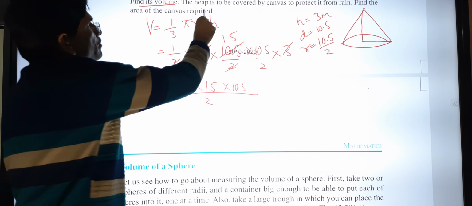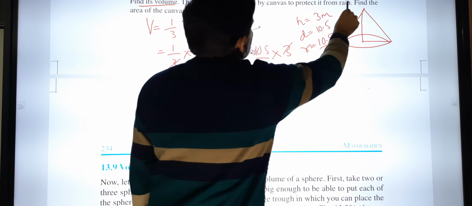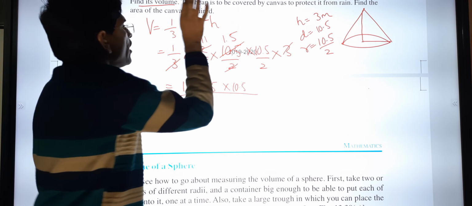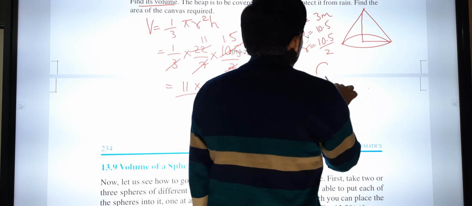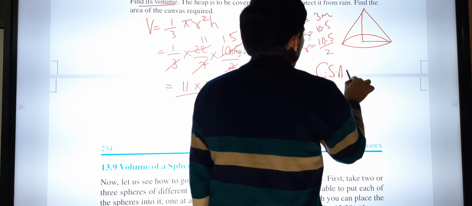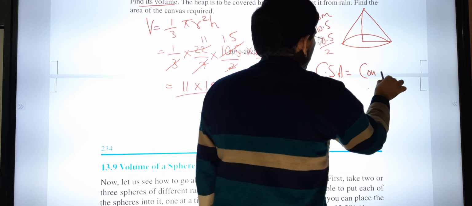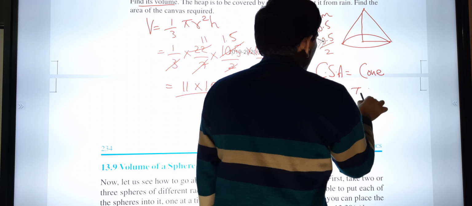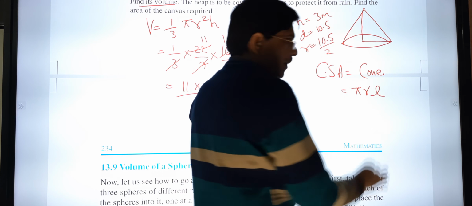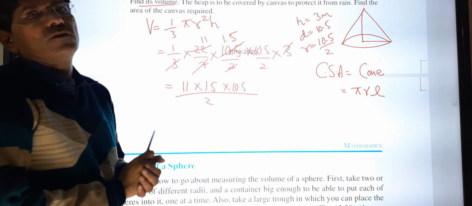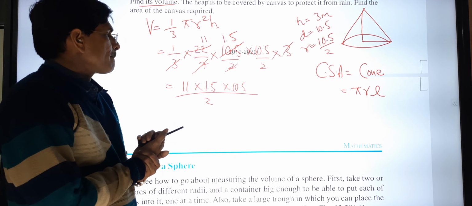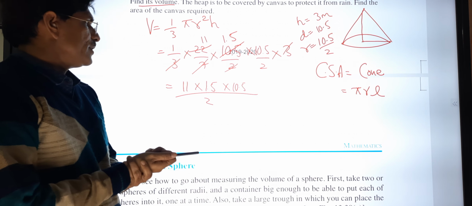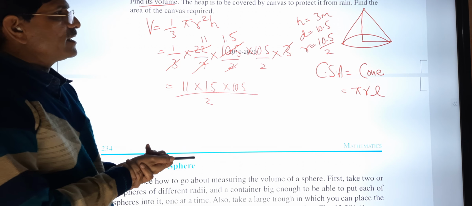Question is, if the heap is covered by canvas to protect it from rain, find the area of canvas. It means I have to find out CSA of cone. CSA of cone means pi RL. That we have to find out. CSA of cone means pi RL. So 11 into 1.5 into 10.5 divided by 2, CSA pi RL.